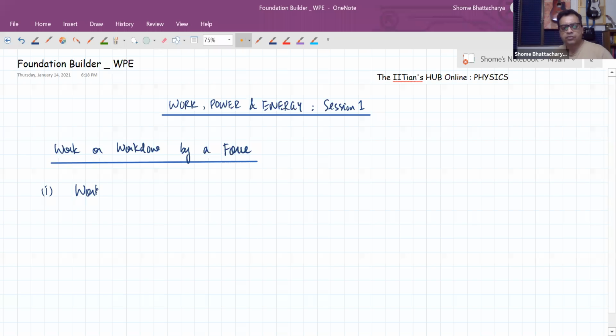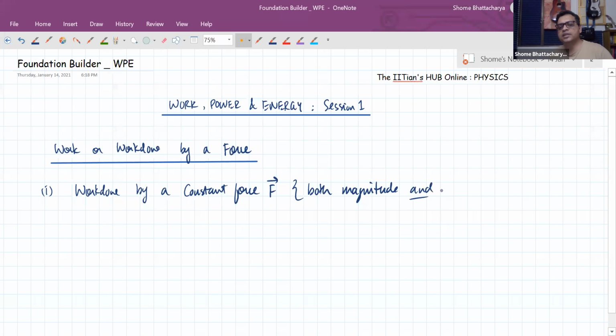Okay. So work done by a constant force F. Okay. And by constant, we mean that both magnitude and direction of the force should be constant. So both magnitude as well as the direction should be constant.